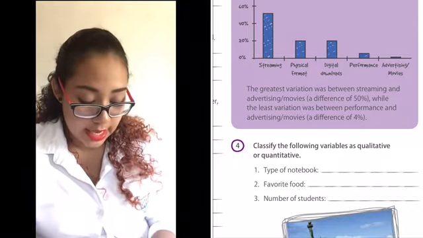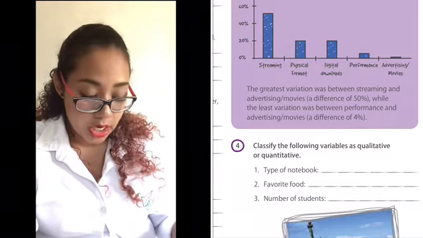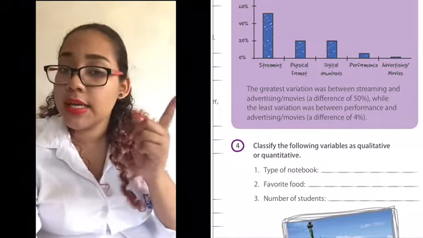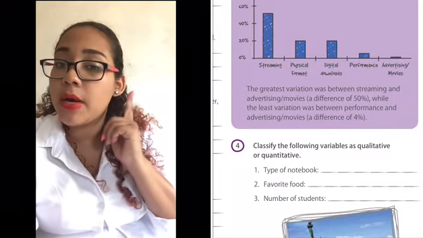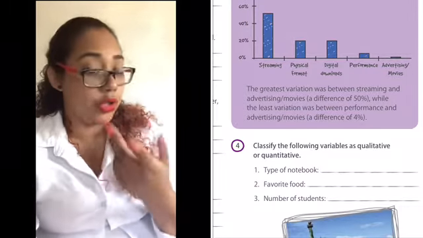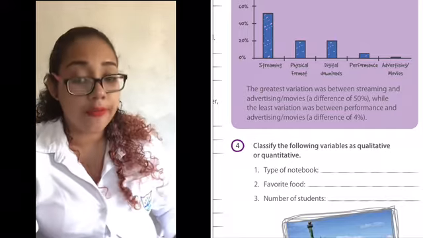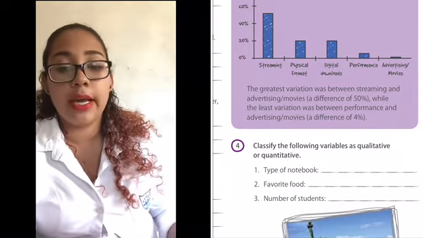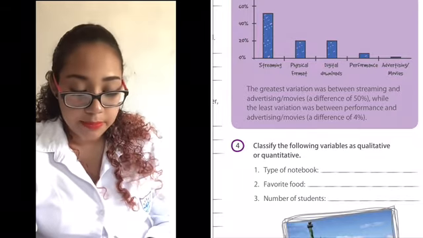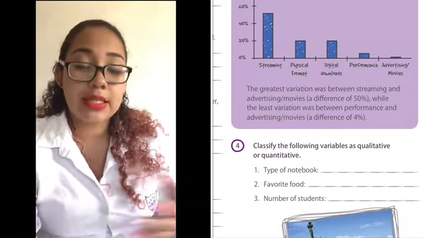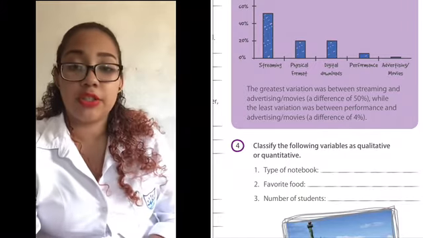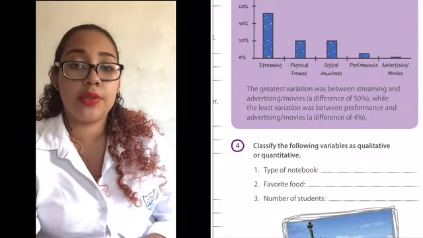Now, let's see the last one. Number 3, number of students. Number of students. They're being specific. So, you listen. Here, obviously, they're talking about quantitative, okay? Now, this is all from this page. Let's continue by seeing some more exercises related to the topic, okay?